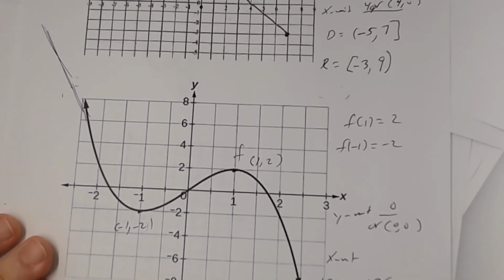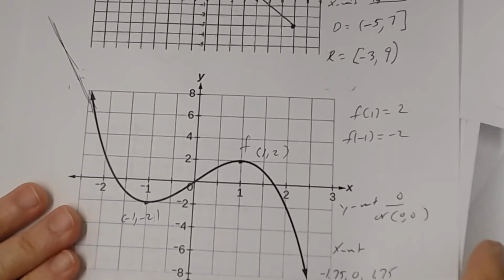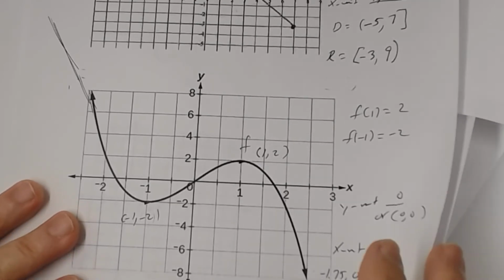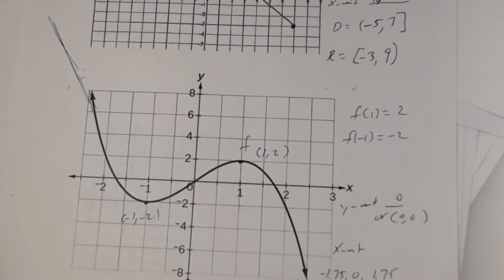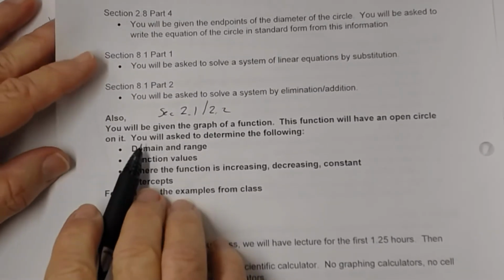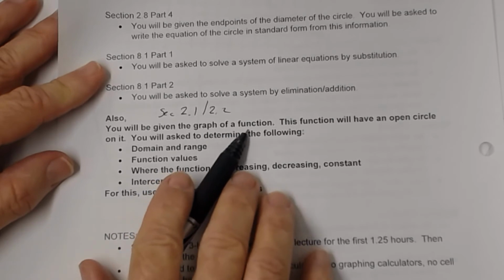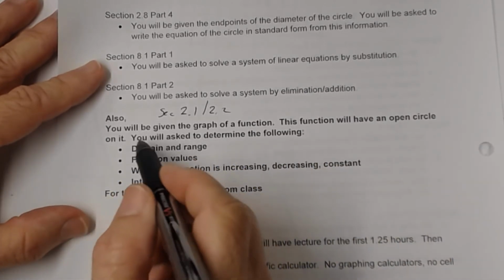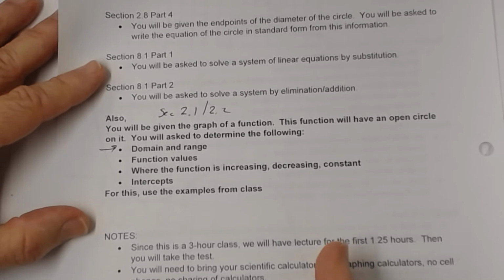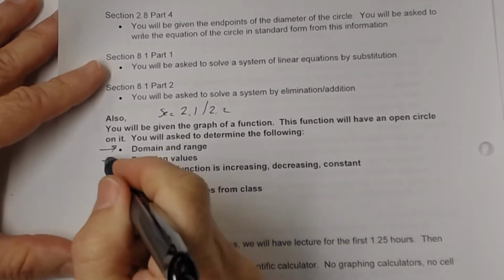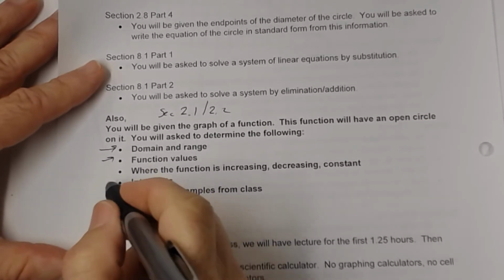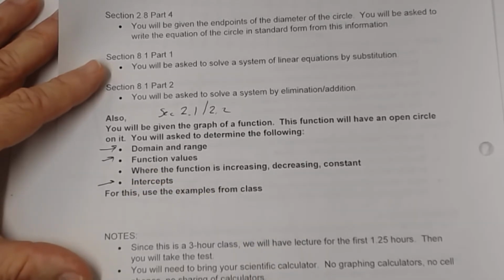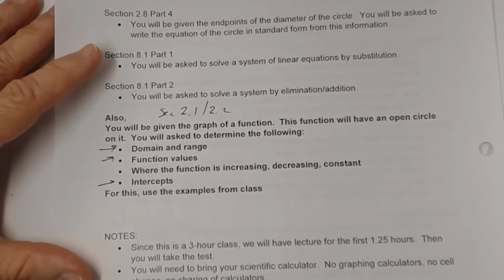Okay? All right, any questions? All right, so those points, so far, those points should be easy for the tests. So if you go back to your study guide where it says, also you'll be given a graph of a function. This function will have an open circle on it. Okay? You will be asked to find the following. The domain and range. So I think you can do that one. Find the domain and range, and I think you can find function values. And I think you can find intercepts. Okay? All right, any questions at this point? We're going to look at this a little bit more.